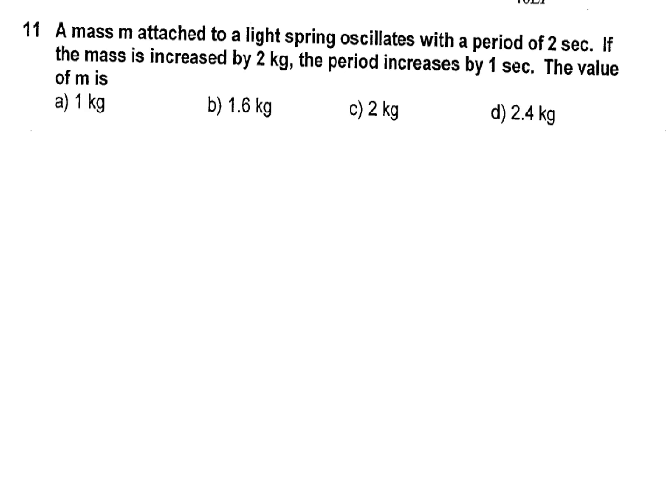Initially, mass is m and time period is 2 seconds. Mass is increased by 2 kg, so the final mass is m plus 2. These are m1 and m2. Time period increases by 1 second, so 2 plus 1, 3 seconds.